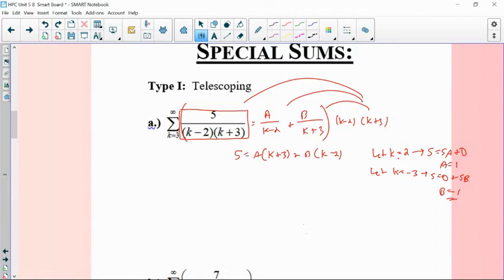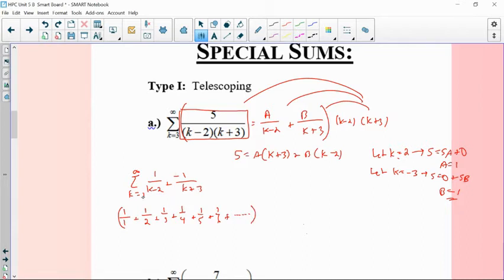So now my summation, k equals 3 to infinity, instead of thinking about it as 5 over the product, I'll think of it as 1 over k minus 2 plus b, which is negative 1 over k plus 3. Now, let's look at just this first term for a second. When k equals 3, we get 1 over 3 minus 2, which is 1. When k equals 4, it's 1 over 4 minus 2, which is 1/2. When k equals 5, 1/3, and then 1/4, 1/5, 1/6, and it keeps going on and on forever. So that's our first group.